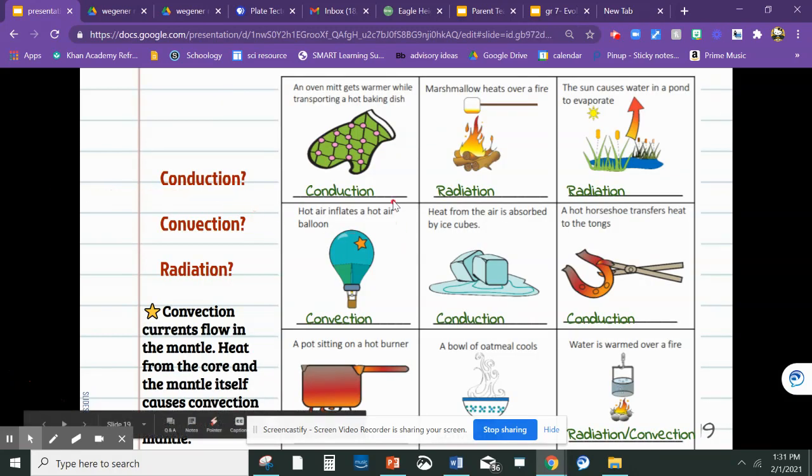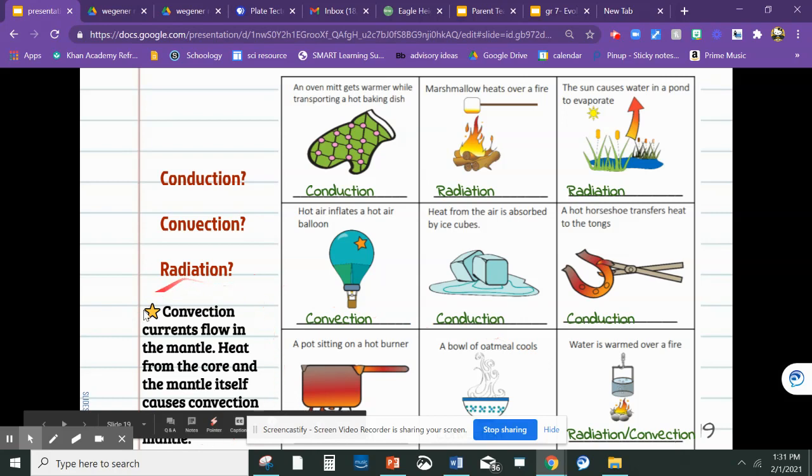The oven mitt is conduction. If you're holding the marshmallow above the fire, it would be radiation. If you stick it right into the fire, it would be conduction. The hot air balloon is convection. The melting ice is conduction. The heating of the tongs is conduction. The heating of the pot is conduction. The oatmeal is convection. And then this is kind of both. The pot is being heated by radiation, and then within the water, it's convection.